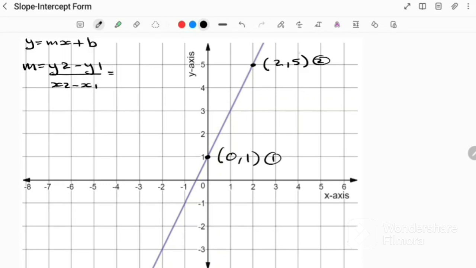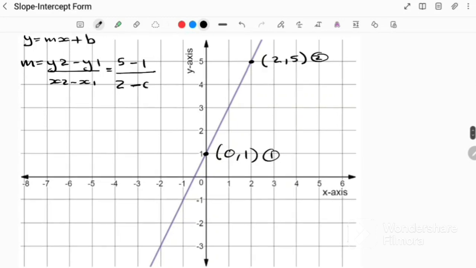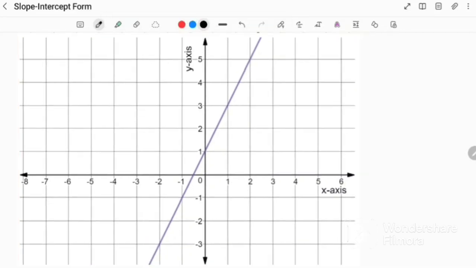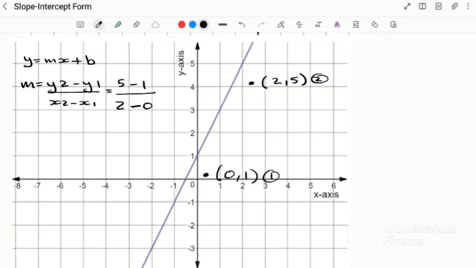So our y2 is 5, our y1 is 1, over our x2 is 2 and our x1 is 0. Sorry, I moved the image. Okay. So 5 minus 1 gives us 4, 2 minus 0 is 2, and this simplifies to be just 2. So our m is 2.